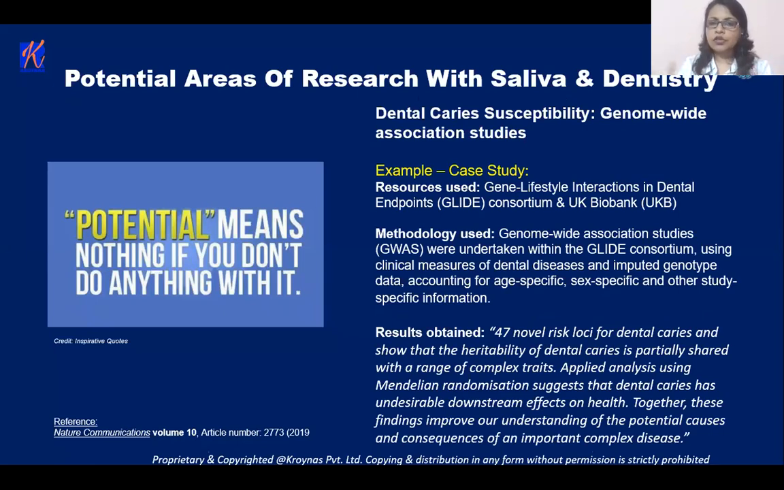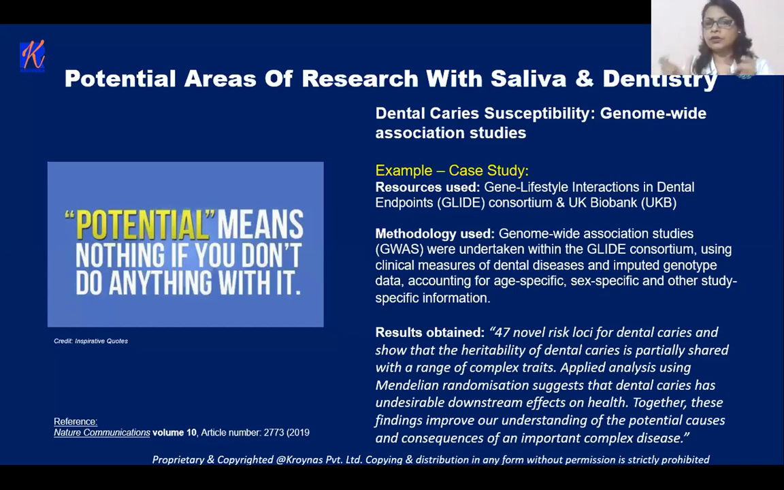So what is a genome-wide association study? In one of the studies, they found 47 risk genes, that is, 47 areas in the genome where the genes were responsible for susceptibility to dental caries. How they did this is that there is something called gene-lifestyle interactions in dental endpoints, the GLIDE. This is a kind of consortium, available to everyone.